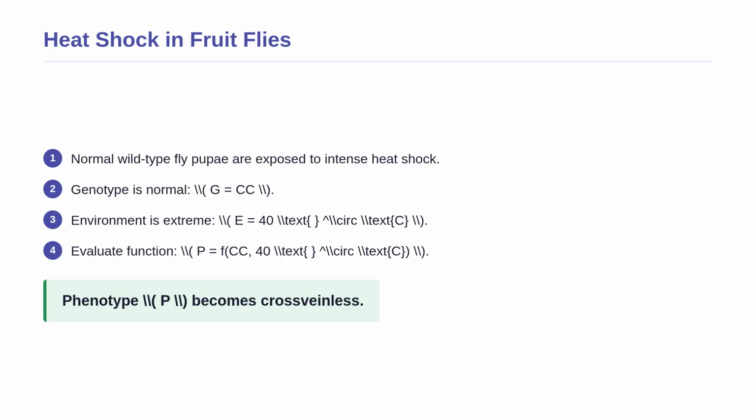We know the genotype G is normal, which we will call capital C, capital C. The environment E is extreme heat at 40 degrees Celsius. When we plug these into our function, the extreme temperature disrupts protein folding during a critical developmental window. The final answer is that the resulting phenotype P is the cross-veinless appearance. The heat shock has created a physical trait that perfectly mimics the genetic mutation.